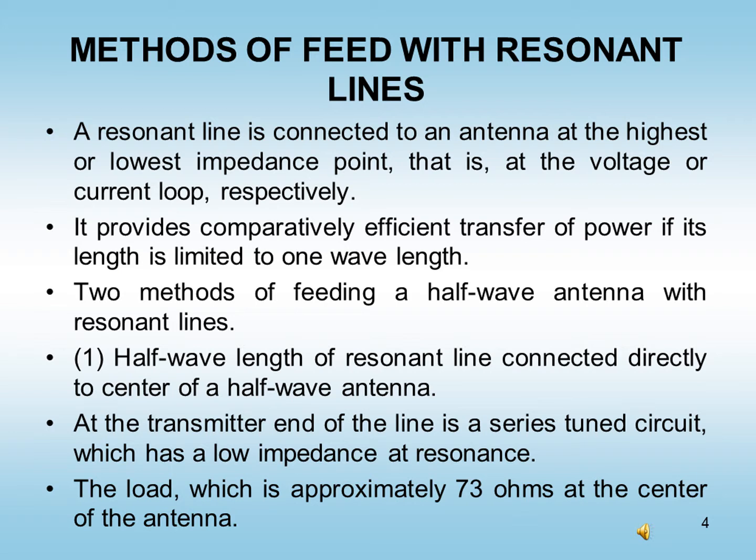In this case, there are two methods of feeding the Hertz antenna with a resonant line. The first method is the half-wave length of the resonant line connected directly to the center of the Hertz antenna. So the half-wave length of the resonant line is to be connected to the Hertz antenna at the center of the antenna. And secondly, at the transmitter end of the line is a series tuned circuit, which has a low impedance at the resonance.